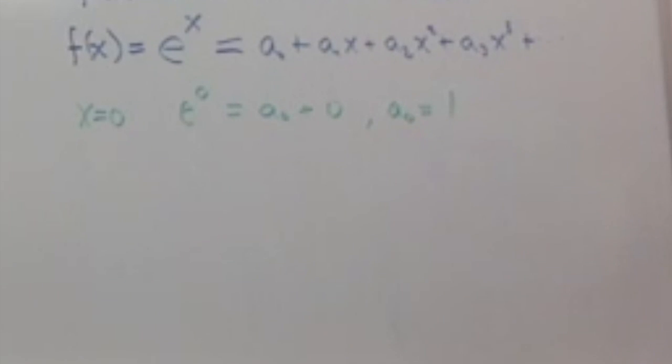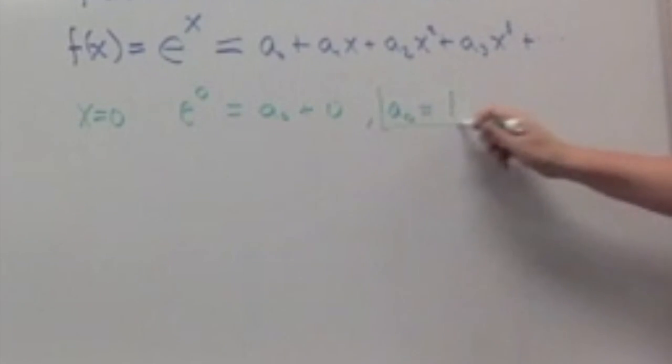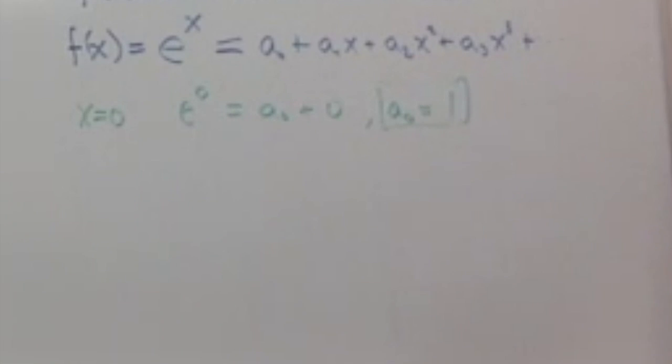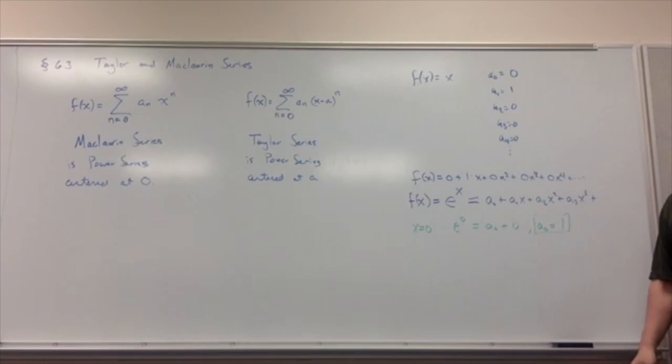If a power series exists, then a sub 0 is 1. We'll mark that as important. But that's one down, infinitely many more to go. I'm hoping to observe a pattern along the way, so that I don't have to literally go through every single one. So, how do I figure out the other ones?